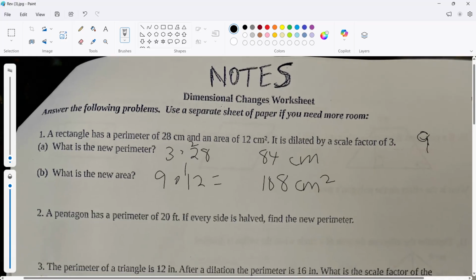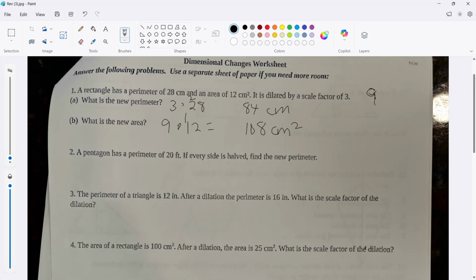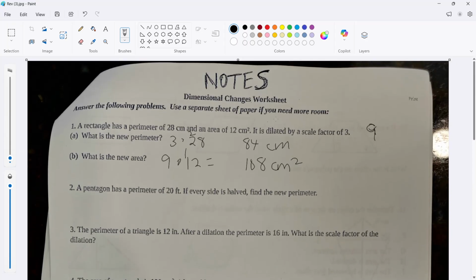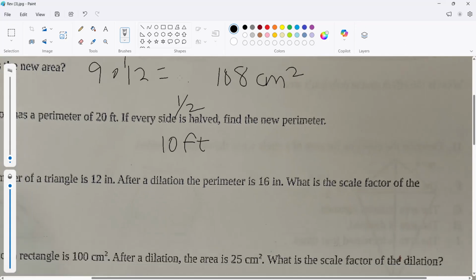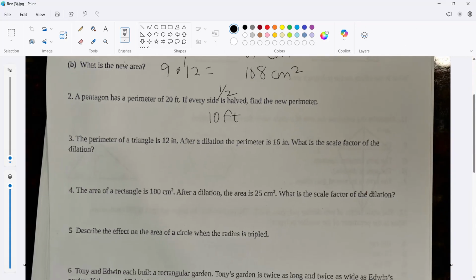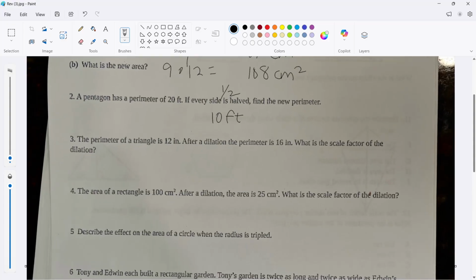A pentagon has a perimeter of 20. If every side is halved, well, if I halve the size, it's a linear change. I halve the perimeter, so it's 10. Find the new perimeter: 10 feet. The scale factor is 1/2, so all the sides and the perimeter go down by 1/2. The area would be multiplied by 1/4.